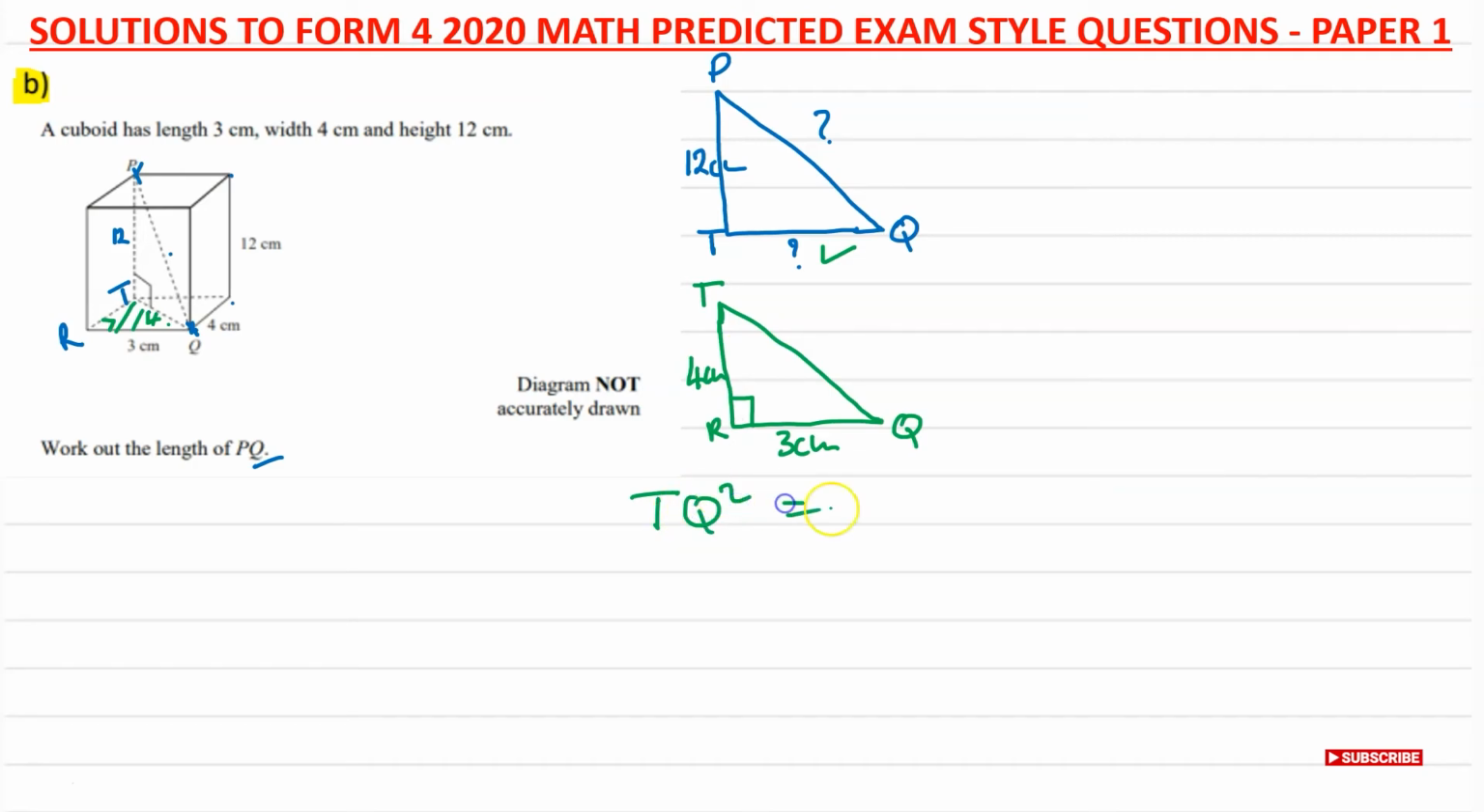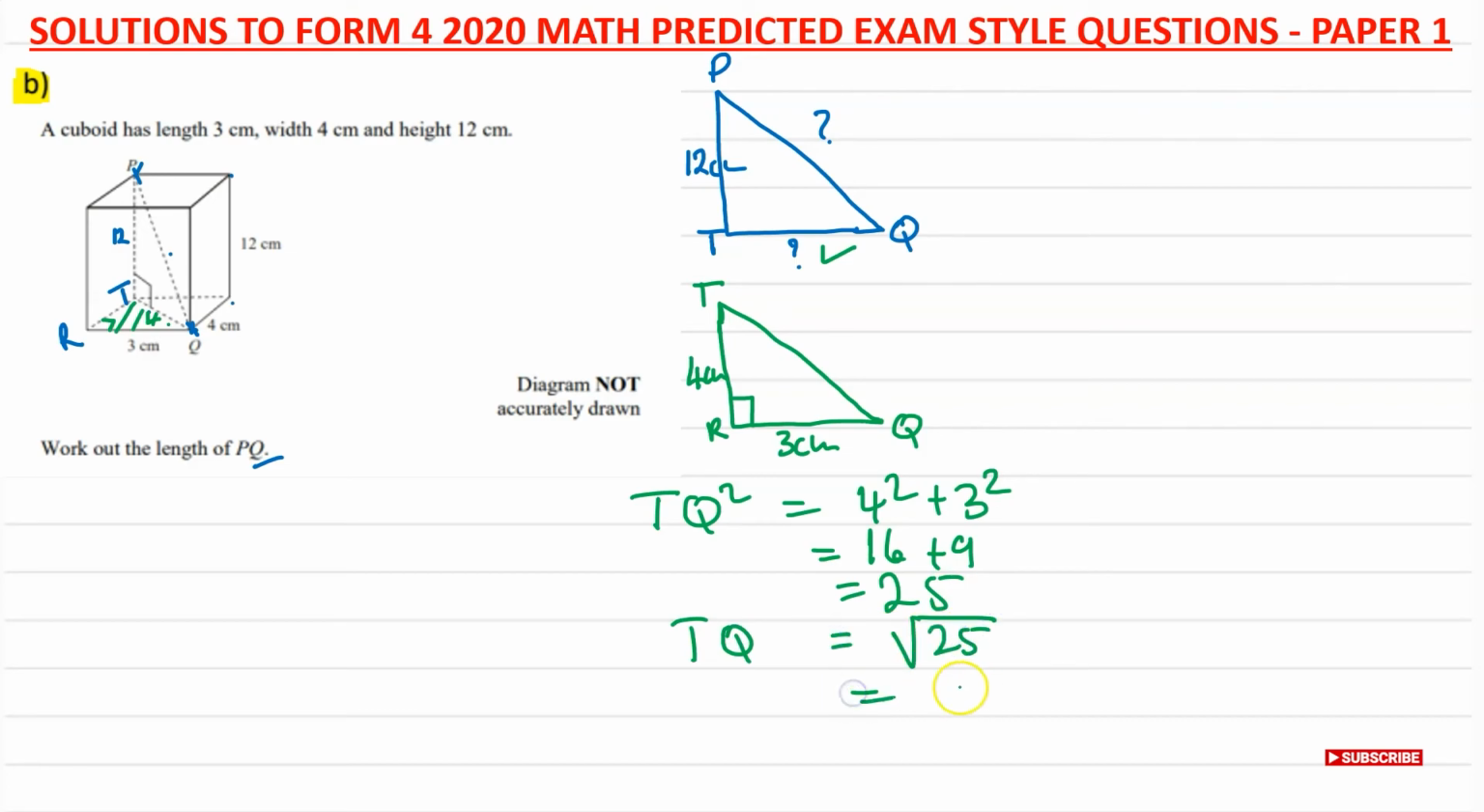TQ squared is going to be equal to 4 squared plus 3 squared, which is equal to 16 plus 9, which is 25. Therefore, TQ is going to be the square root of 25, which is 5 centimeters. So TQ is 5 centimeters. Now I know this one is 5 centimeters. I can now go ahead and find PQ.